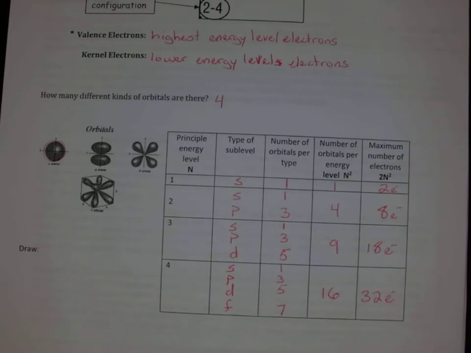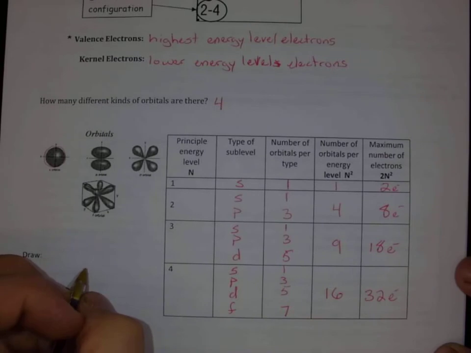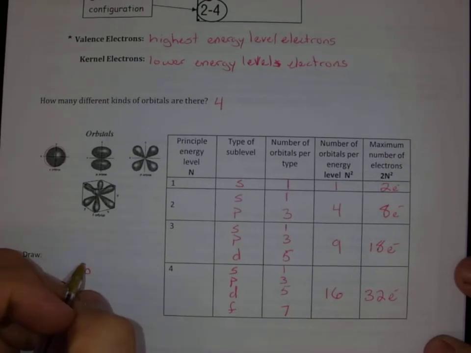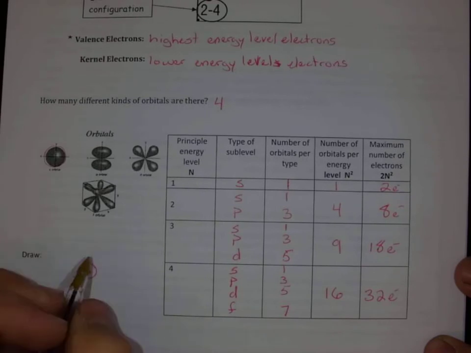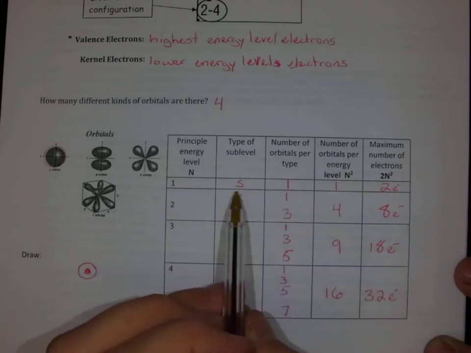So what does it really look like in our atom? If we have an atom, we're going to have our nucleus here. And then just outside that nucleus, we're going to have the first energy level. So we've got our nucleus, we've got a sphere for that first energy level. So that's our first energy level, it's just a sphere.